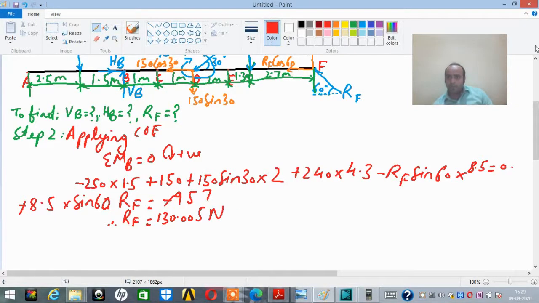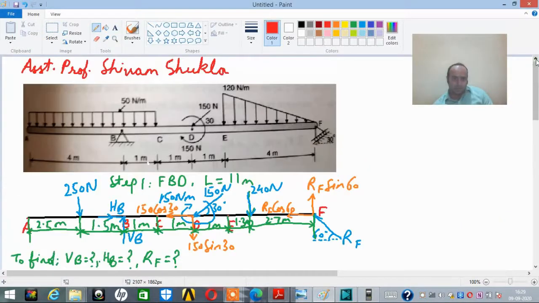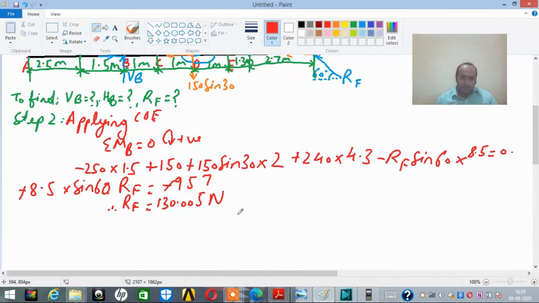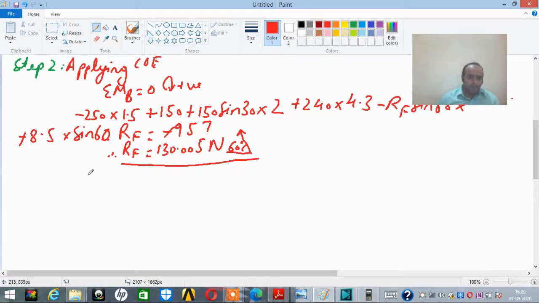Let me just check the unit. Yes. So yes, 130.005 Newton, and the value is correct with the proper direction, that is at an angle of 60 degree with horizontal. We're done with RF. Let us go for the value of HB.